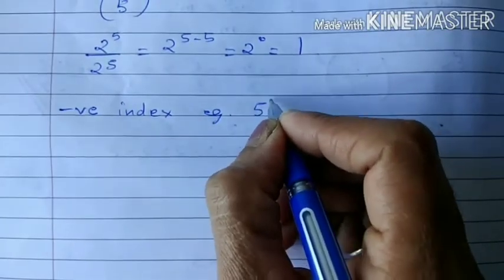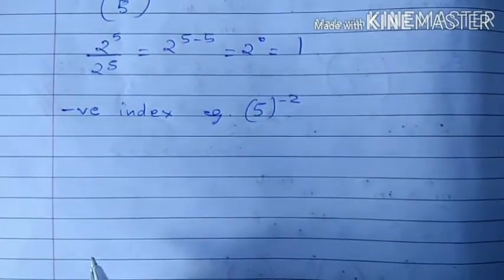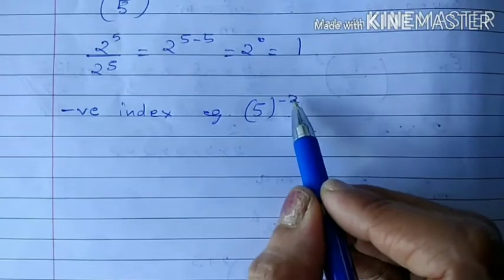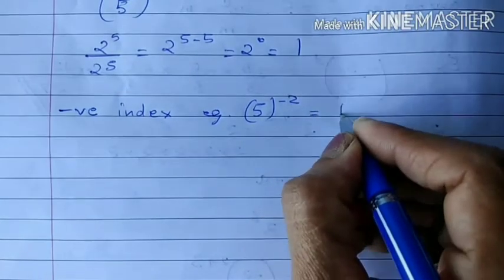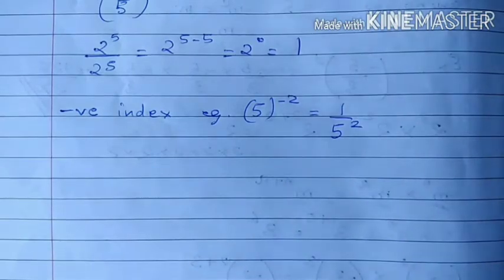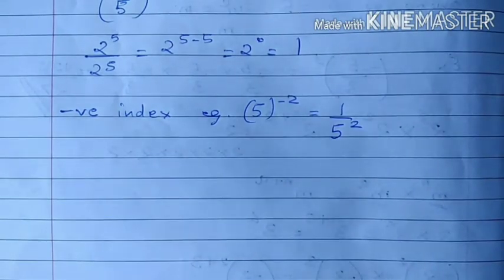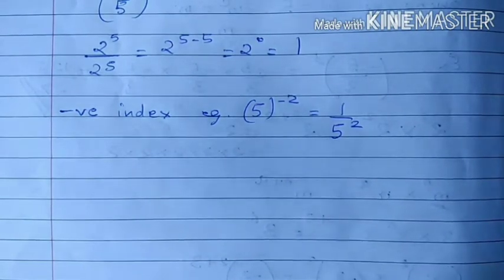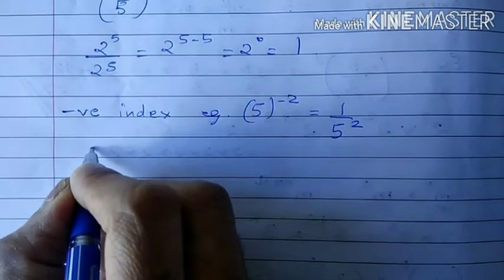So, let's consider 5 raised to minus 2. Here, to make the index positive, you need to take the inverse. So, 5 is nothing but 5 upon 1. The inverse of that is 1 upon 5. So, you get the answer as 1 upon 5 raised to 2, or you can also write it as 1 upon 5, the whole raised to 2.